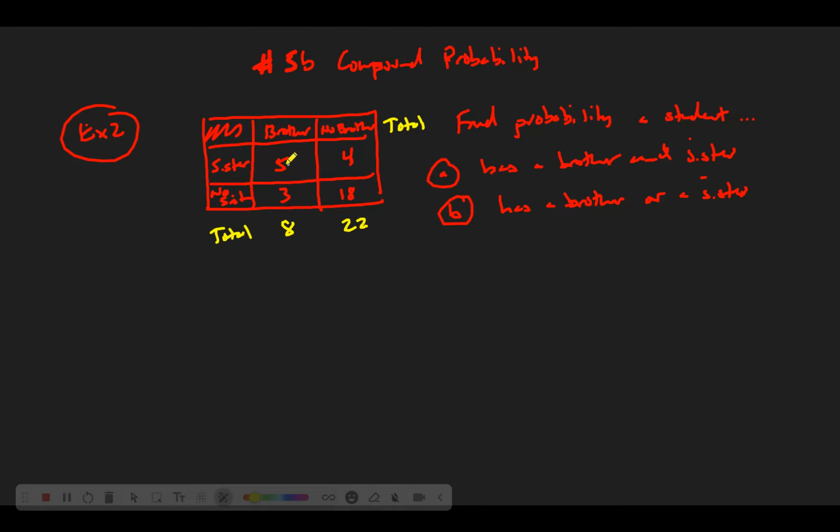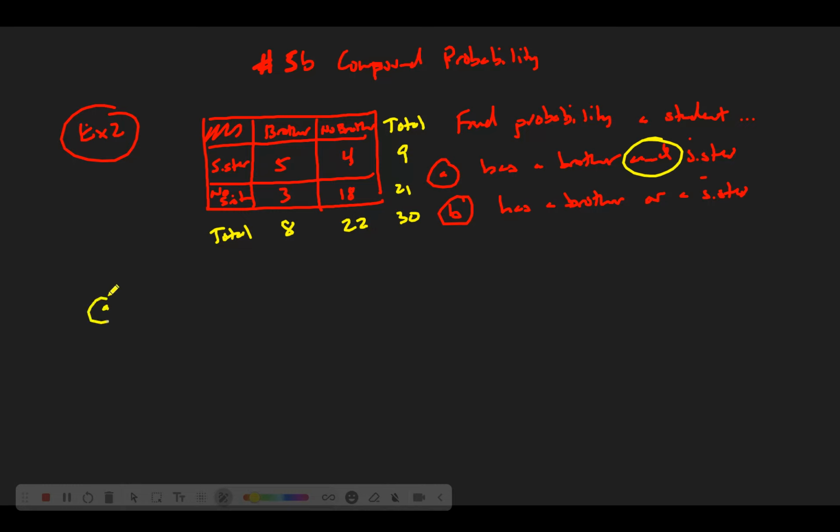We add straight across, 5 plus 4 is 9. That means 9 people total have a sister. We go straight across, 3 plus 18. That means 21 people total don't have a sister. And then down here in the bottom right corner, if you add the column or the row, you get the grand total, which is 30. And again, this is the grand total. All right, so we want to find the probability of a brother and a sister first.